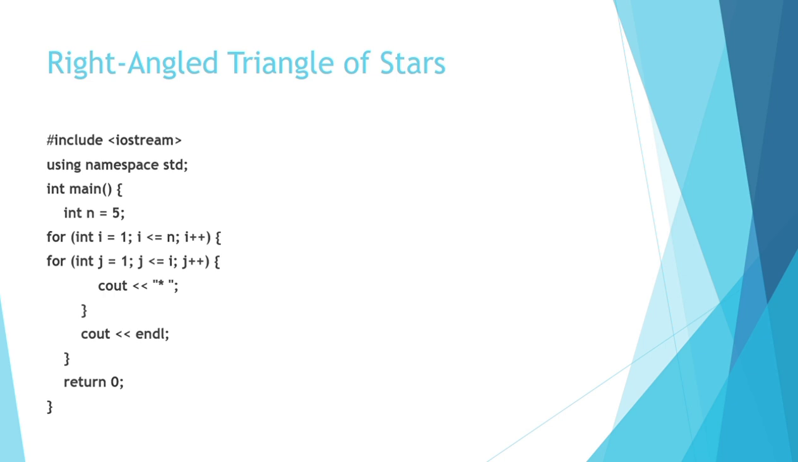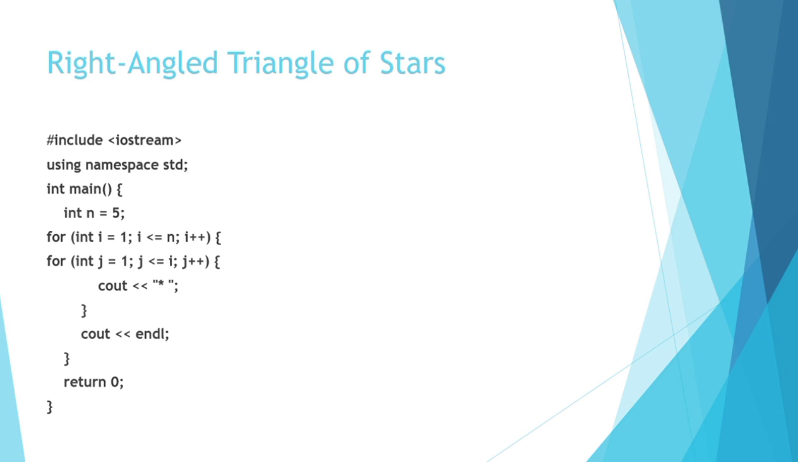Let's break down the execution with a detailed explanation for 3 iterations. Initialization. N is set to 5, which means the outer loop will run 5 times, and for each iteration of the outer loop, the inner loop will print a number of stars corresponding to the current iteration of the outer loop. Iteration 1. Outer loop, i equals 1. The inner loop runs from j equals 1 to j equals 1, printing 1 star. After the inner loop finishes, the outer loop moves to the next iteration, printing a new line.